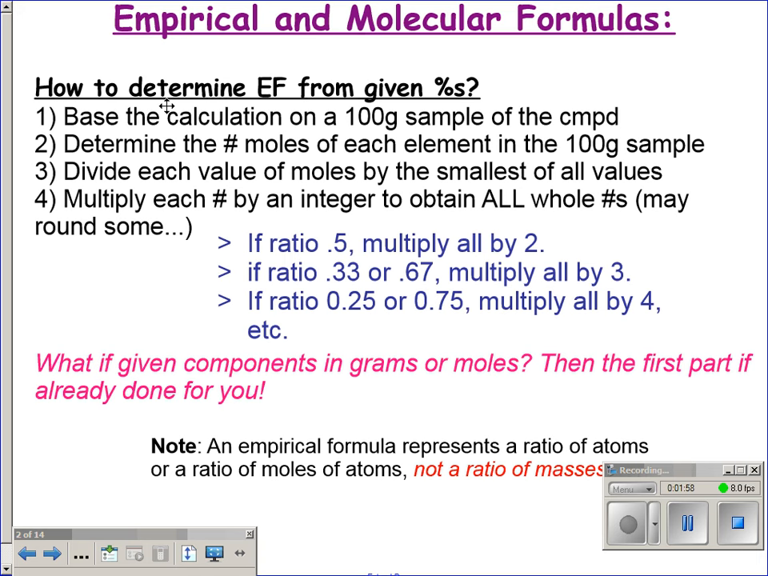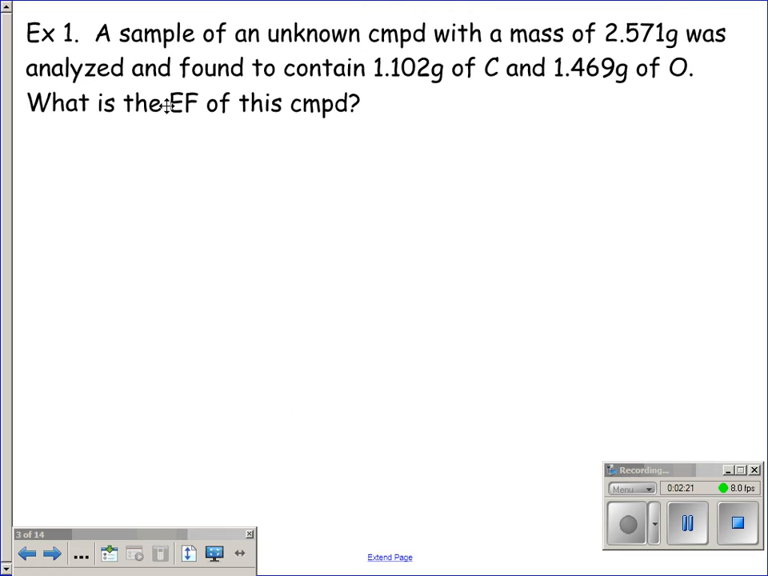So I want to show you an example first. And the example is in your packet. Let me find my packet. I have a packet. It is student example 1, sample of unknown compound mass, and I'll show you on the board.